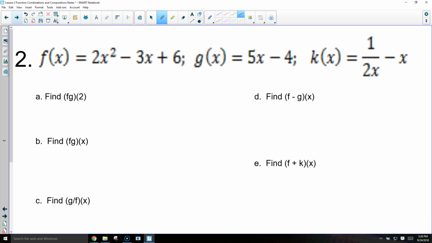Problem 2. Those graphics are terrible. I super apologize about that.